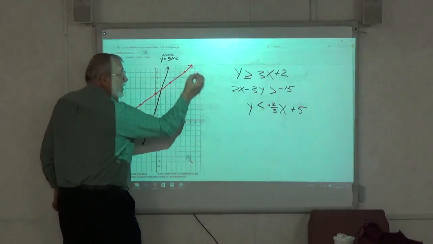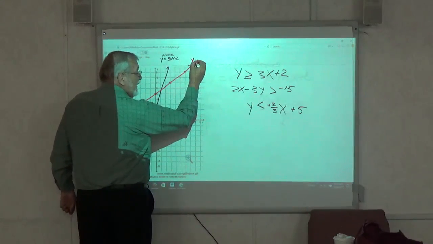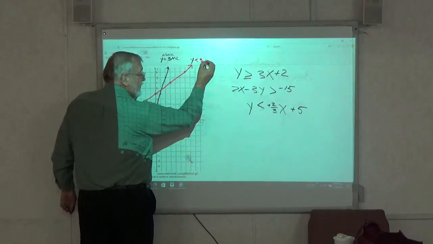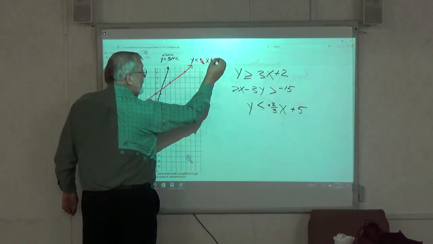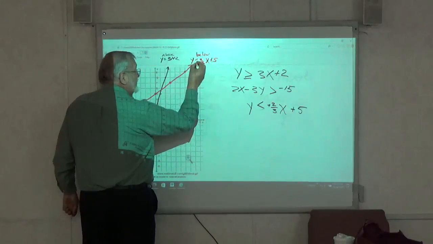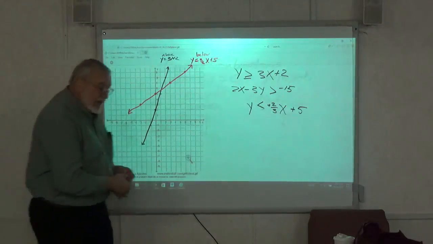Now, it says less than, so this is y is less than 2/3 x plus 5, and I need to be below that. Actually, what I should have is this. That's y equals, and I want to be below it. All right, now, third line.